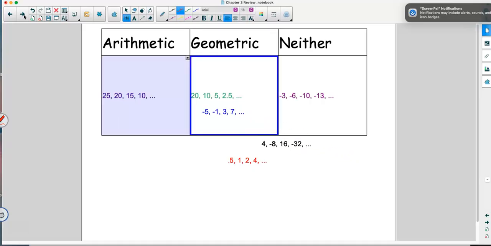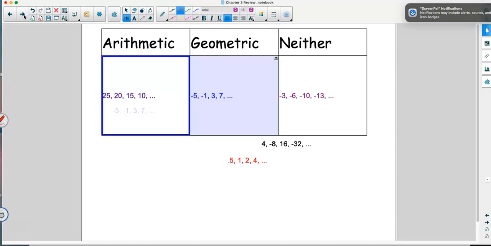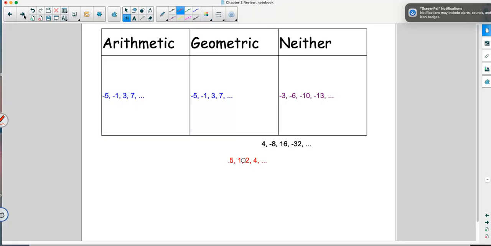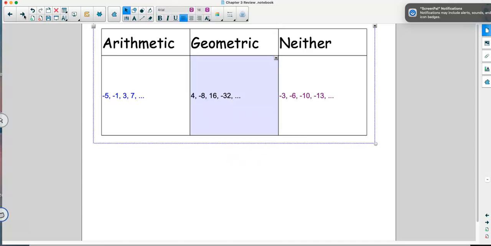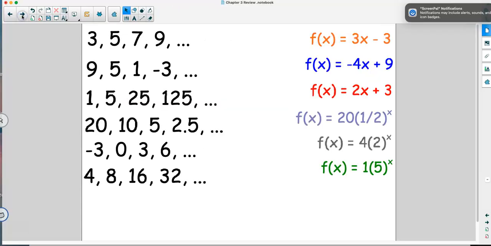This one's geometric because it's, oops, sorry, that's arithmetic. I just dragged the wrong one, sorry guys. And this one's geometric. I think I missed one. And this one is multiplying by -2, so that's geometric as well. Look in the completed notes. I have them all labeled correctly. Sorry about the error.